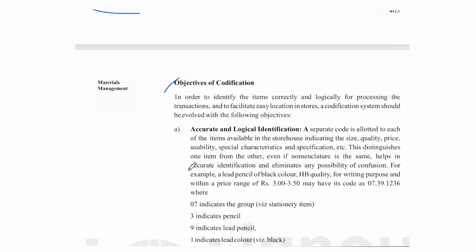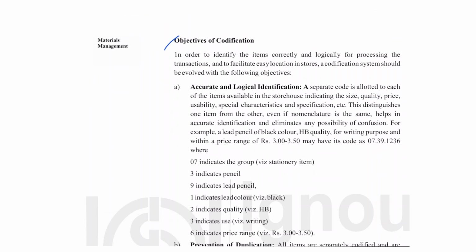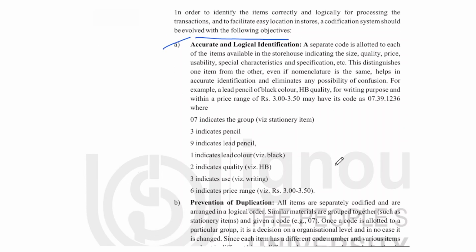Next is objectives of codification. In order to identify the items correctly and logically for processing the transaction, and to facilitate easy location in store, a codification system should be evolved with the following objectives. First is accurate and logical identification. A separate code is allotted to each of the items available in the storehouse, indicating the size, quality, price, usability, special characteristics, and specification, etc.